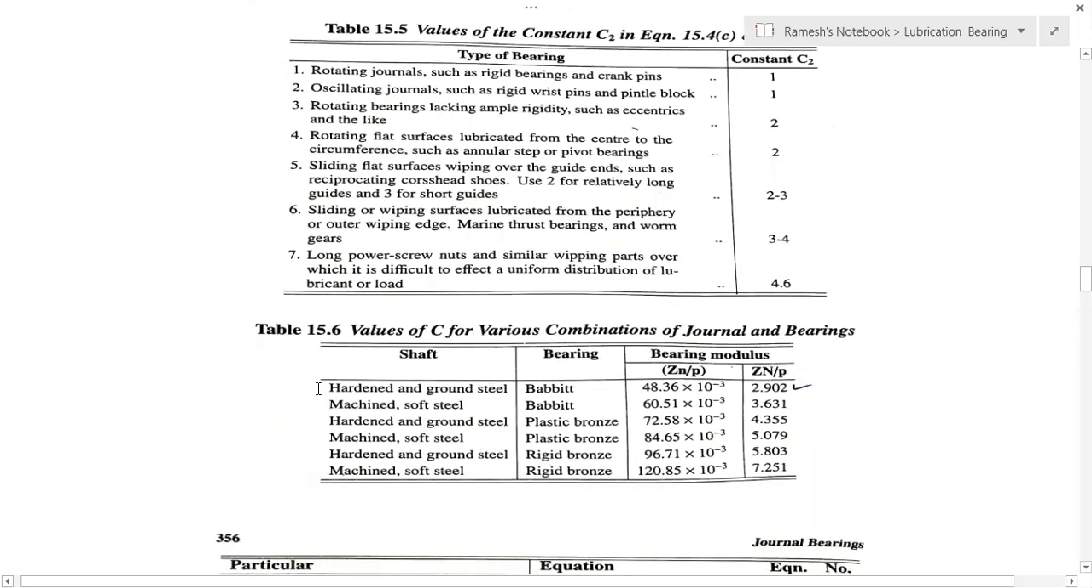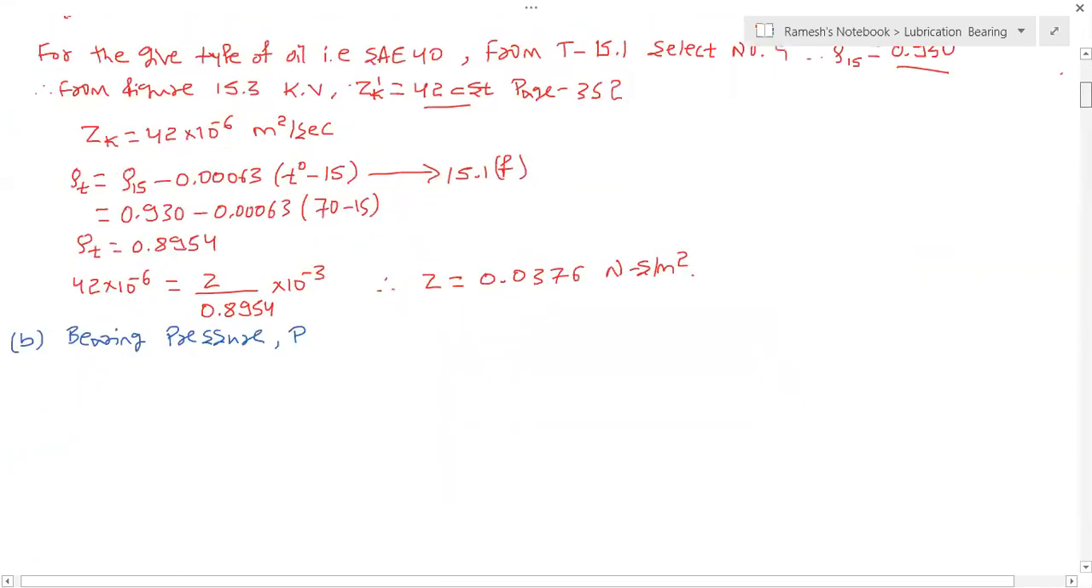The given shaft is hardened steel, and the bearing is Babbitt. From this, whatever the bearing modulus is there. If you take Petrov's equation, in that we'll be finding this ZN by P, which is nothing but the bearing modulus, from the given material. Therefore, ZN by P will be 2.902. Therefore, I'll be writing from which table I'm getting this.